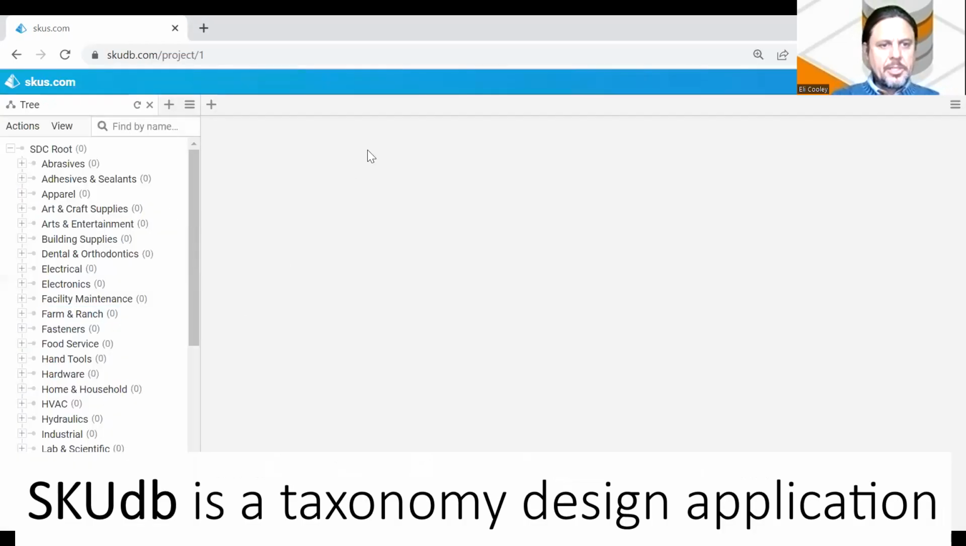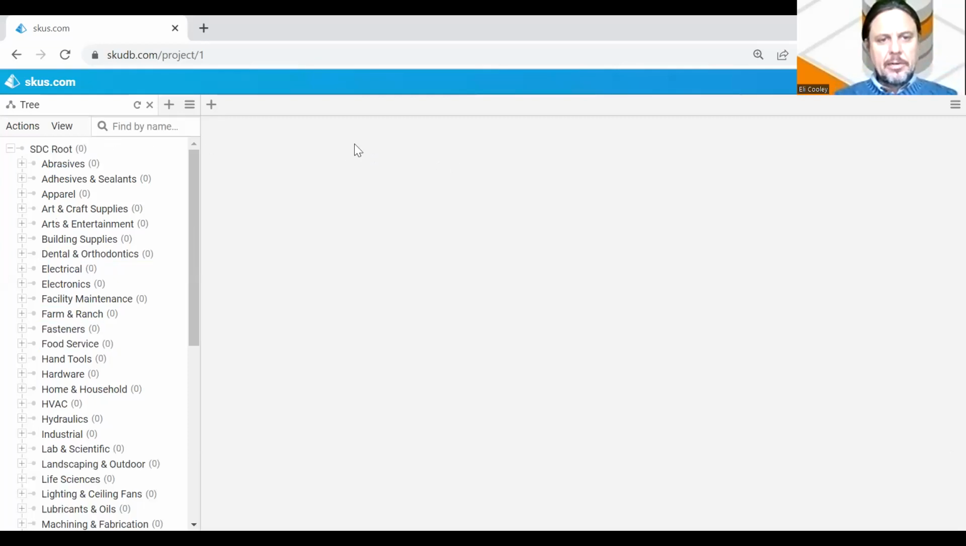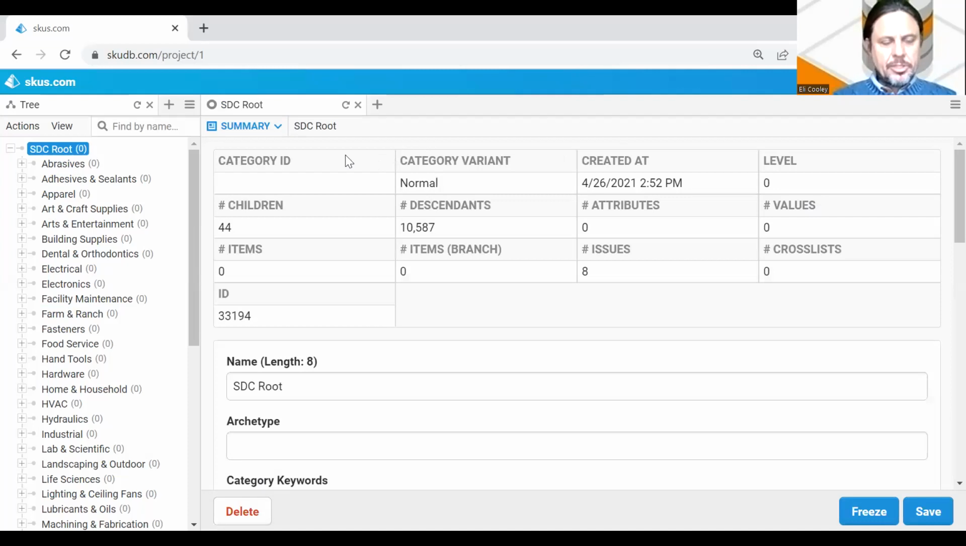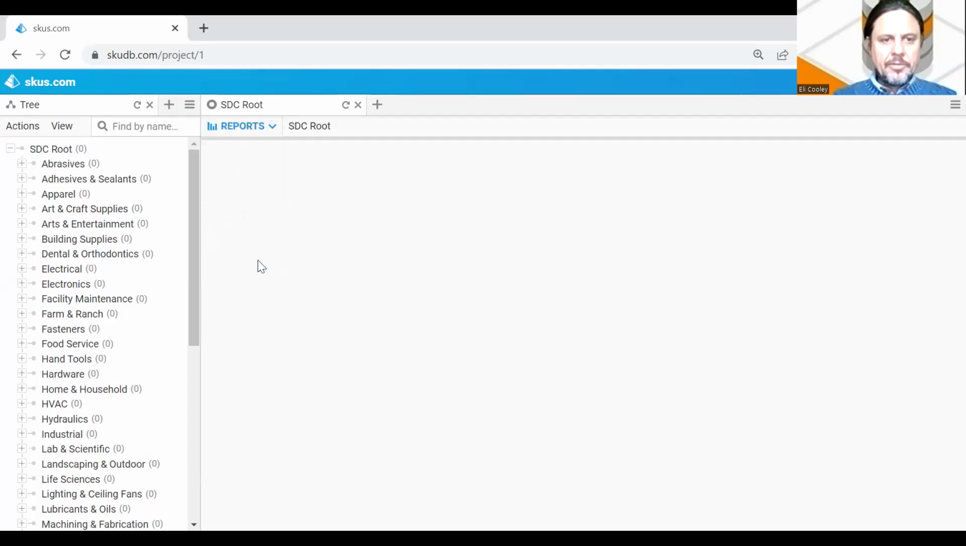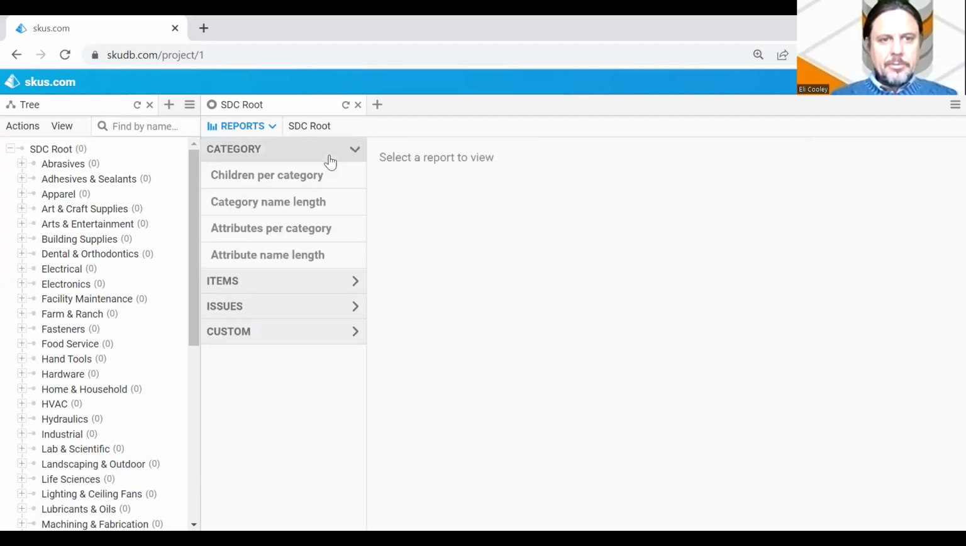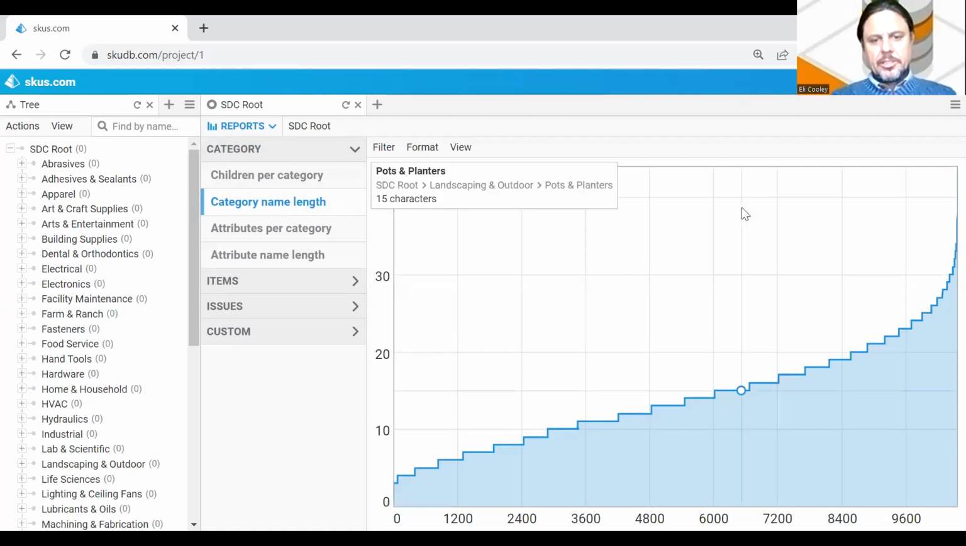And this is a taxonomy design environment that we're using to manage the SKUs.com hierarchy that you saw on the previous screen. There's a lot of information that we store in here around metadata for the categories, but we also have some reports in here. And I'm just going to look at one report here that's of interest to us today.